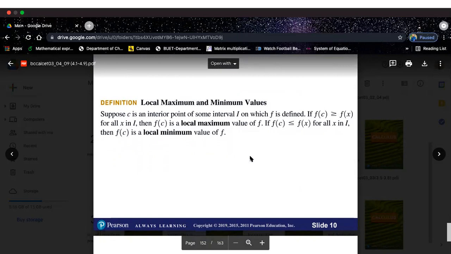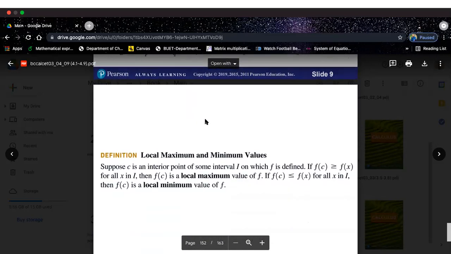Okay, let's look at the definition. So just pick up one interval, let's say I, and if C is within that interval, this interior point means C lies in that interval I, and if the functional value of C is greater than the other functional values on that particular interval, then it's the local maximum.